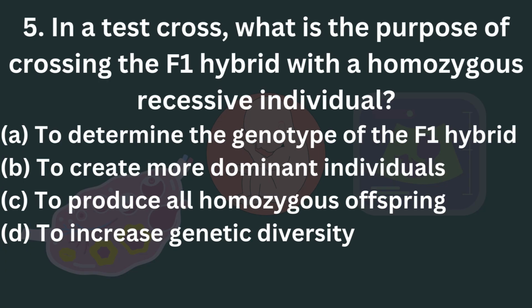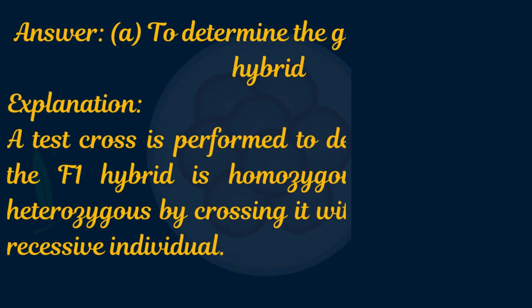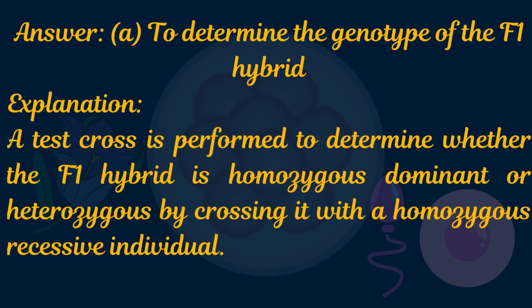5. In a test cross, what is the purpose of crossing the F1 hybrid with a homozygous recessive individual? A. To determine the genotype of the F1 hybrid. B. To create more dominant individuals. C. To produce all homozygous offspring. D. To increase genetic diversity. Answer: A. To determine the genotype of the F1 hybrid.